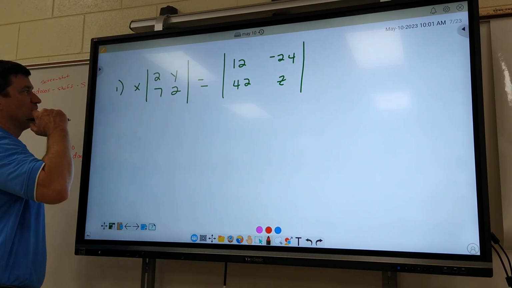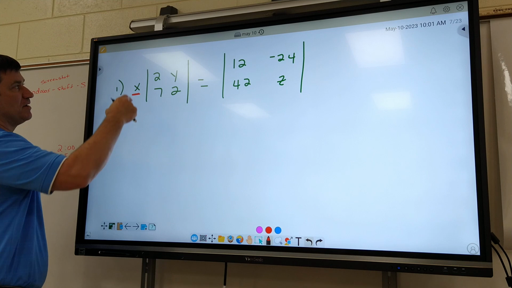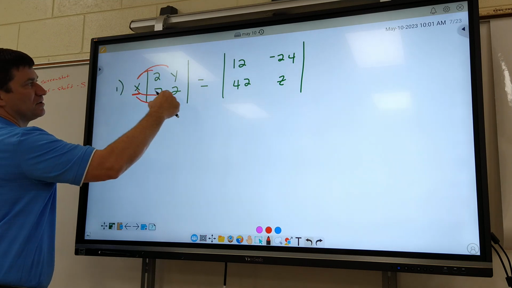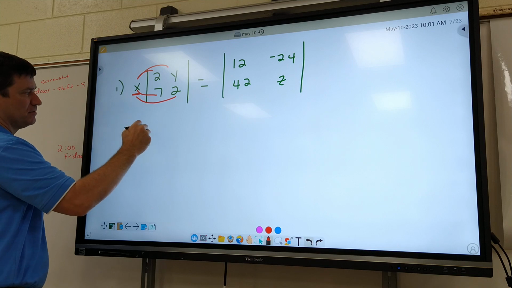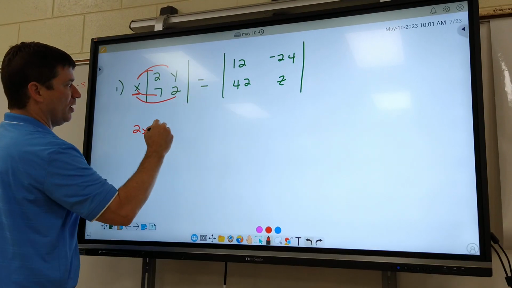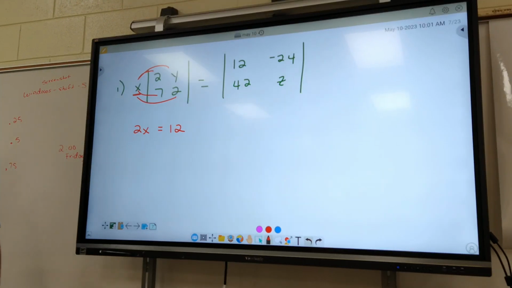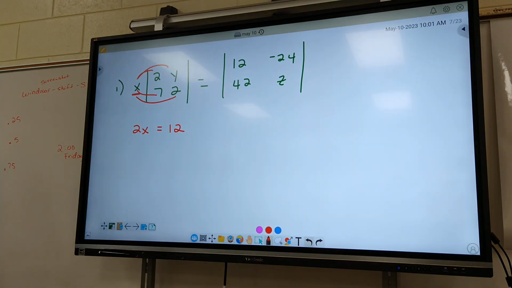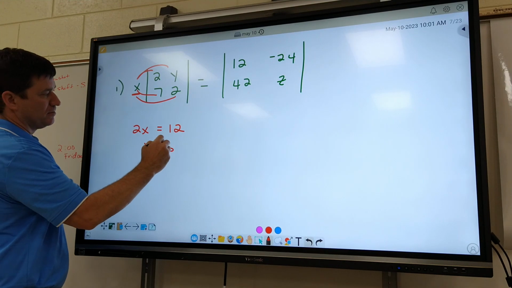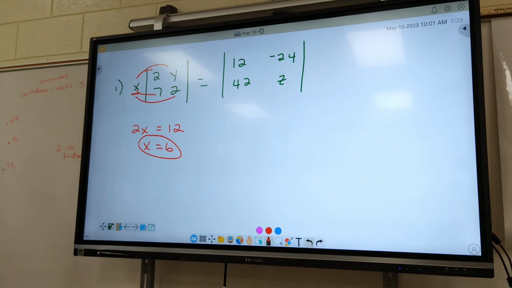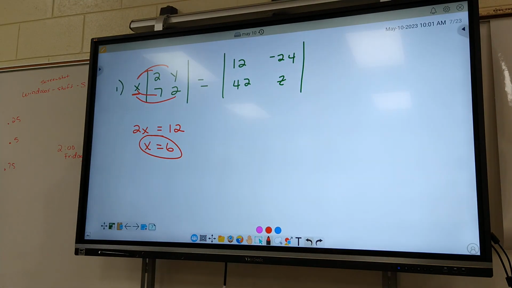All right, so what we do, if it's got a number in front like the x, you're going to distribute to everything. So basically what we have is 2 times x, 2x equals 12. Yeah, we did this like the first day we started doing these matrices. What's my answer for x? X equals 6. So we got the answer for x. The instructions above these say to solve for the variables. All right, so once you find out what x, y, and z are, you can stop.